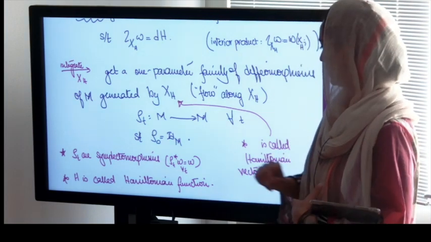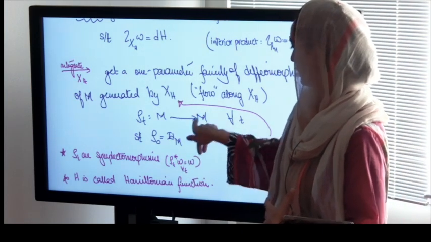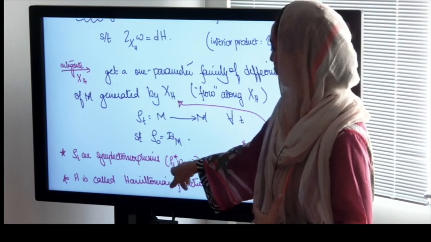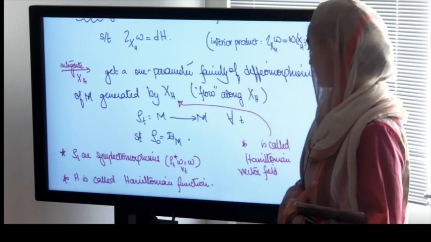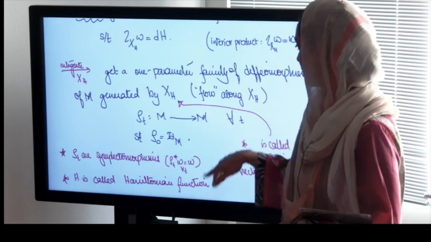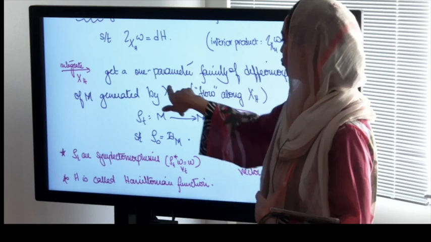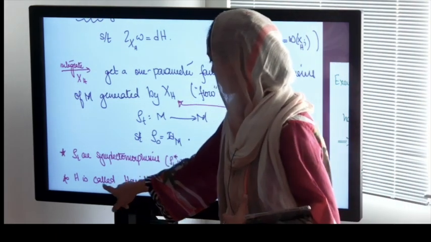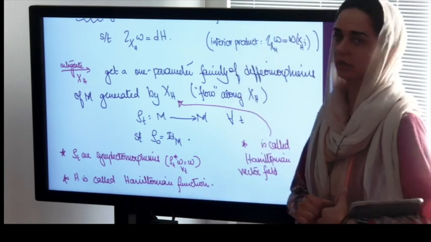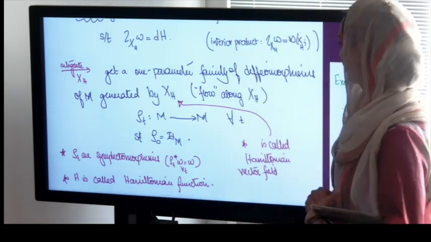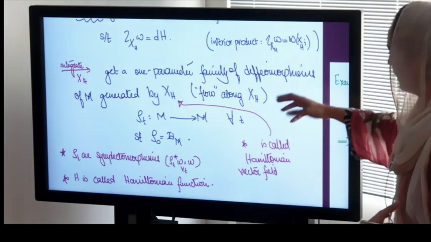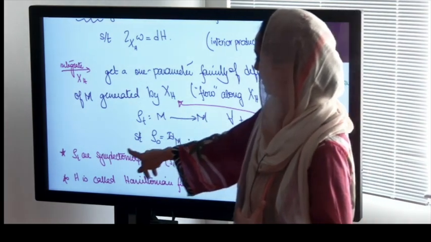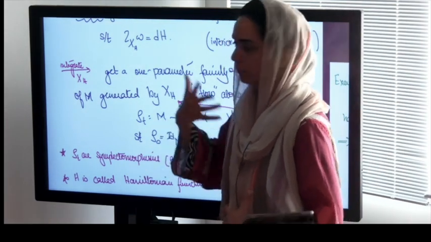What does that mean? Since there's omega here and the same omega here, when you pull back, the pullback under rho_t of omega is the same omega. So this X_H is called a Hamiltonian vector field, and this H is called a Hamiltonian function on M. So you see the flow of the Hamiltonian vector field is given by symplectomorphisms.